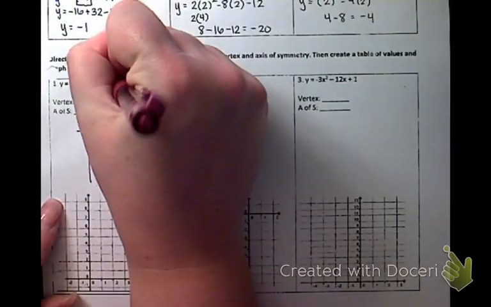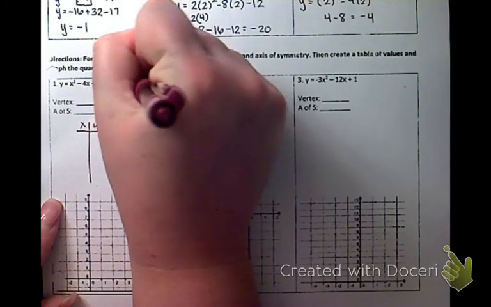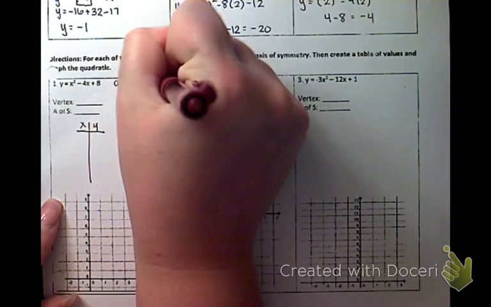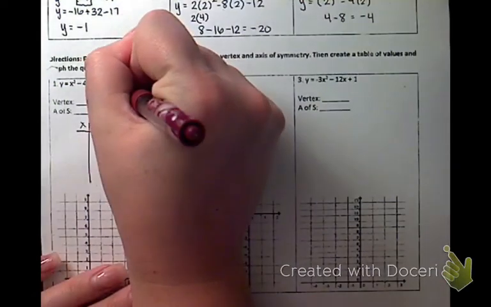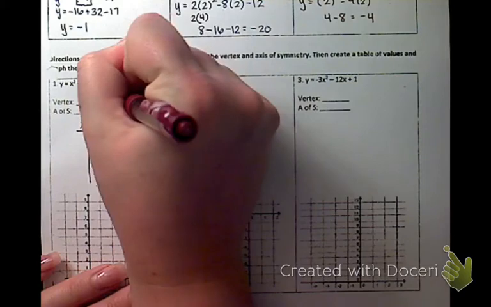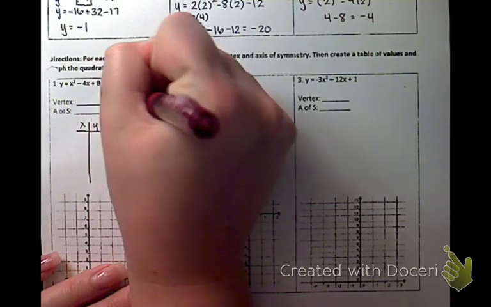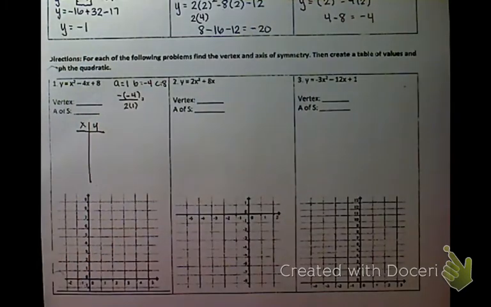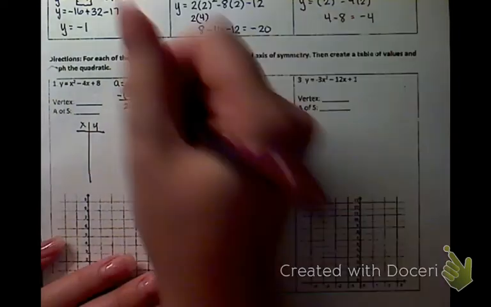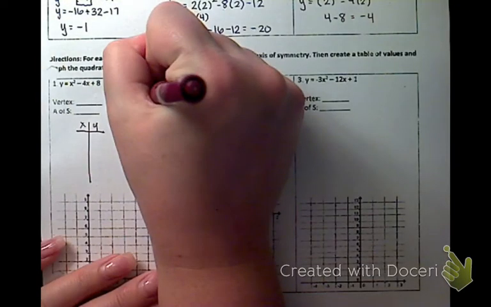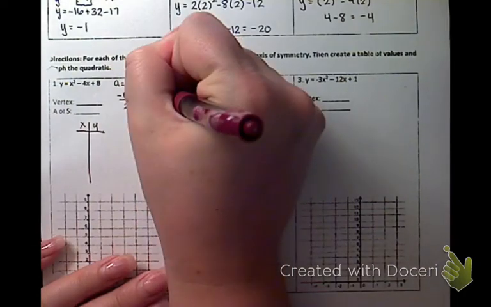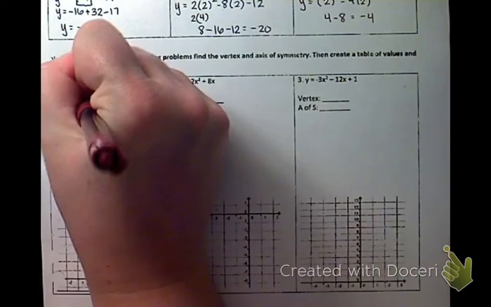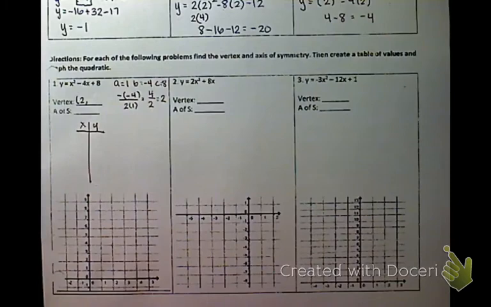First of all, A is 1, B is negative 4, and C is 8. We're going to plug it into negative B over 2A. So negative, and then negative B over 2 times A. Negative and a negative 4 is a positive 4 over 2 gives me a 2 for the x value of my vertex.